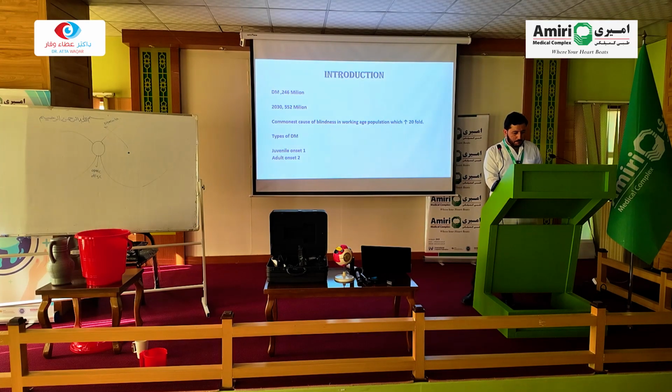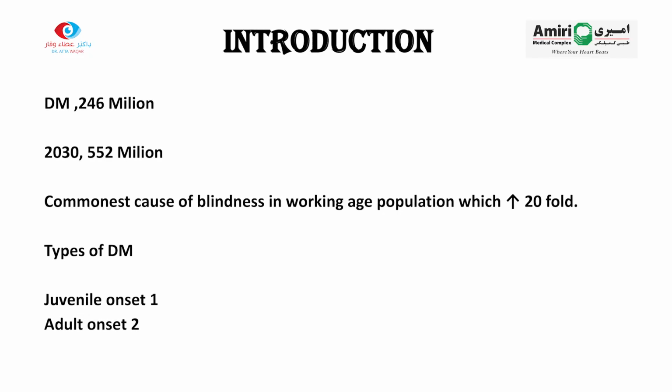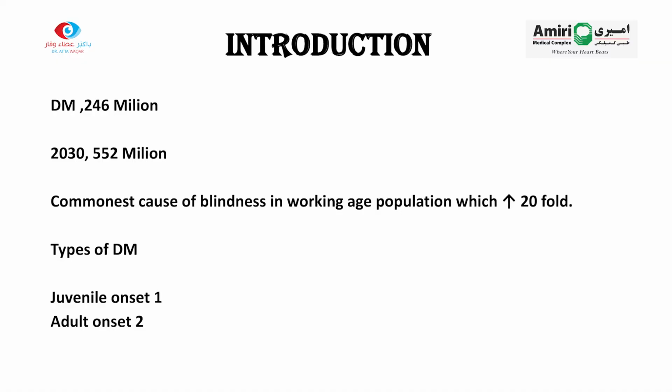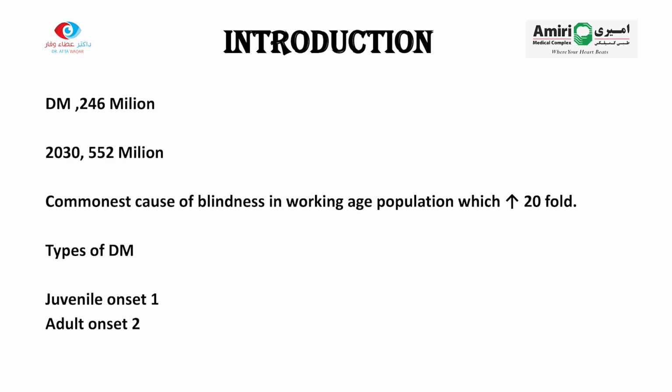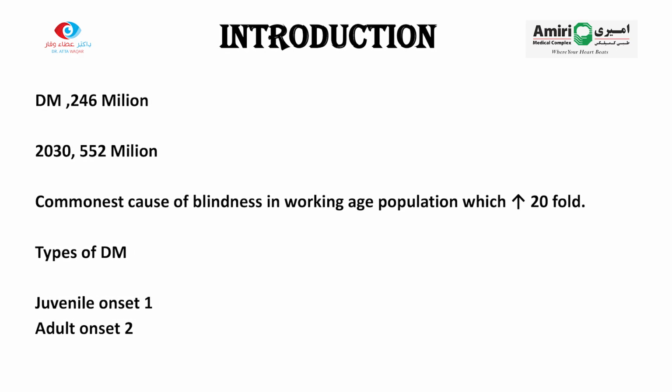Okay. Introduction of diabetes mellitus. Nowadays 246 million people around the world have diabetes mellitus, which will double by 2030, in the next 5 years. And most of these are in the working age population, for example, from 20 to 64 years old. And we have two types of diabetes mellitus. You know better than that. One is juvenile onset type 1, and the other is adult onset type 2.